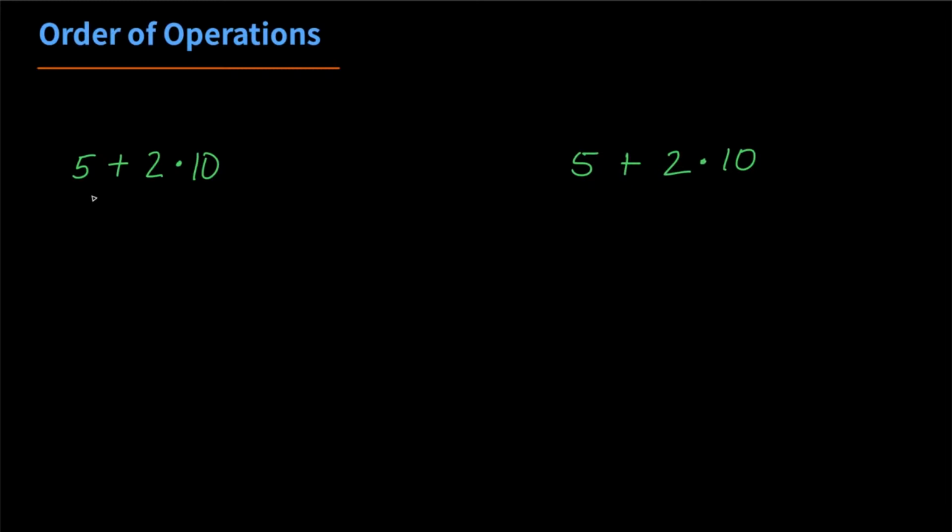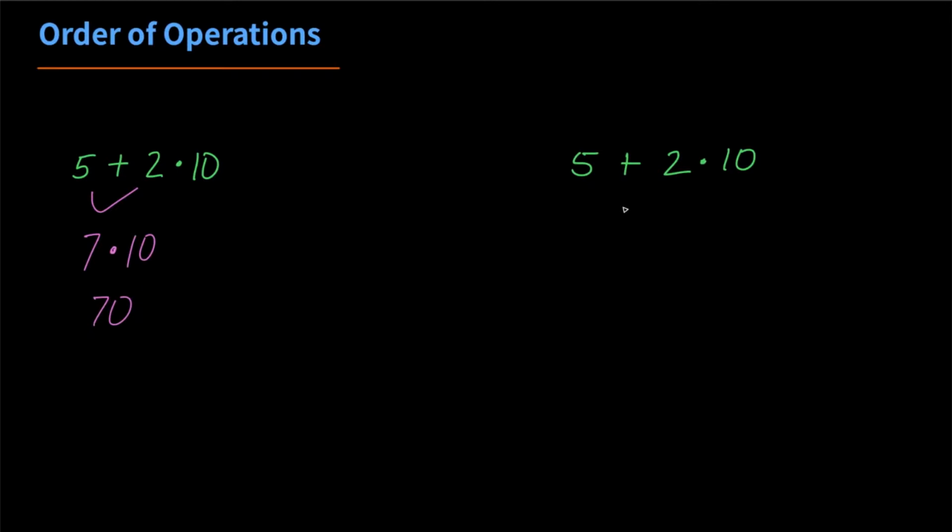Let's start with this first one. What if someone approached this 5 plus 2 times 10? What if they decided to add 5 plus 2 first? That would give us 7. Now we have to multiply it by 10. 7 times 10 is 70.